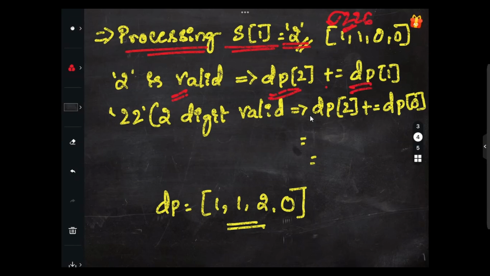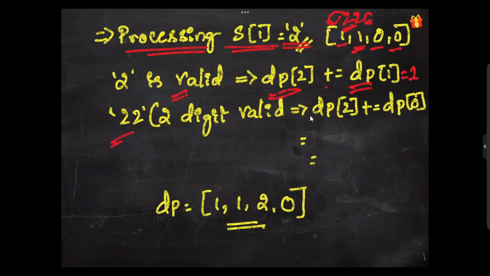So DP of 2 here is this one: DP of 0, DP of 1, DP of 2, DP of 3. DP of 2 is 0 in this case. DP of 2 equals 0 plus DP of 1, which is 1. So 0 plus 1 is 1. Next we will go with 2 2, another 2 we will add. First this was for only 2. Next we are going with 2 and 2. A 2 digit number is valid because we are not going with a 3 digit one, so we are going with 2 digits. The 2 digit number is valid according to what we have discussed earlier. So this will be DP of 2 equals DP of 2 plus DP of 0.